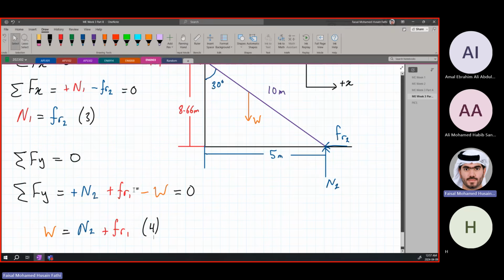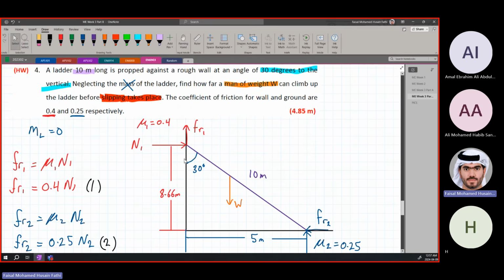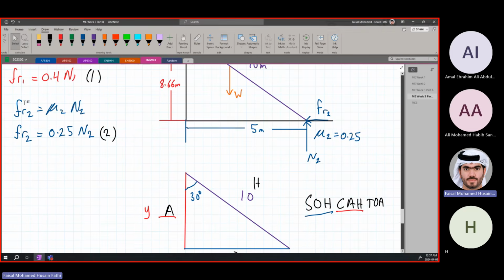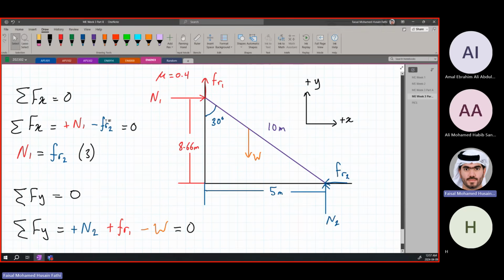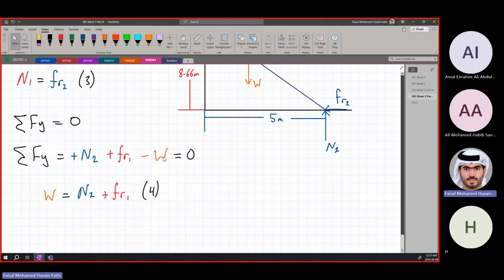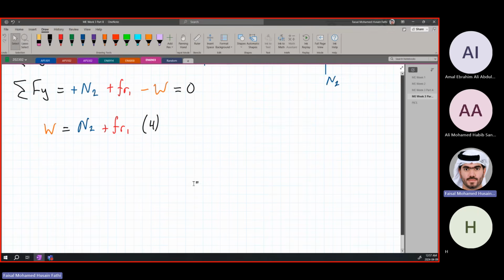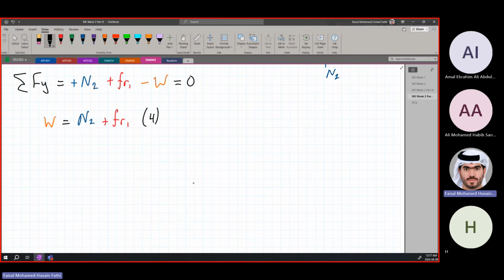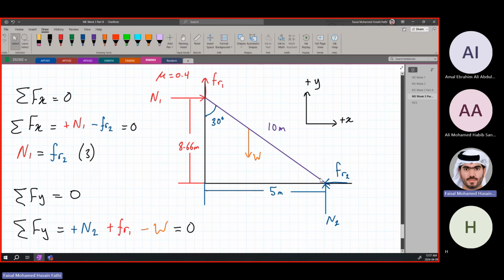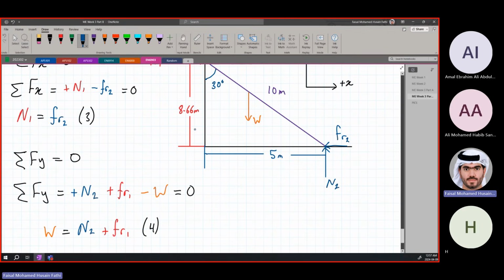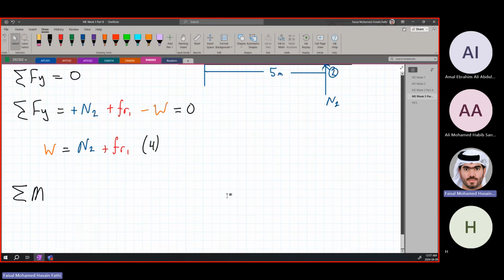Of course, it's still not sufficient. Why? Because now we have an extra friction force, and then 1, 2, 3, 4 unknowns. Then we have 5 with the weight, the fifth unknown, and we only have 4 equations. So we need to find the fifth equation to be able to solve, which is using the moments, sigma m. At which point, it doesn't matter. You can choose at this point the bottom or the top. I'm just going to choose point 2 over here. I'm going to call it point 2 to make it easier for me.